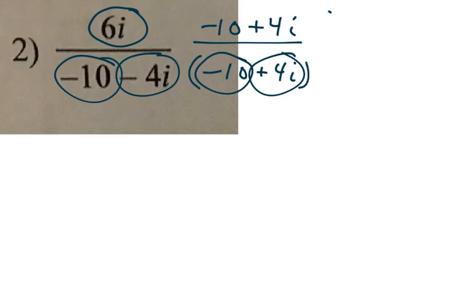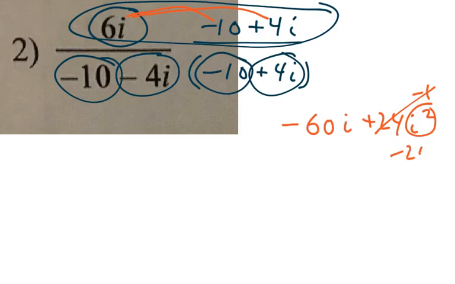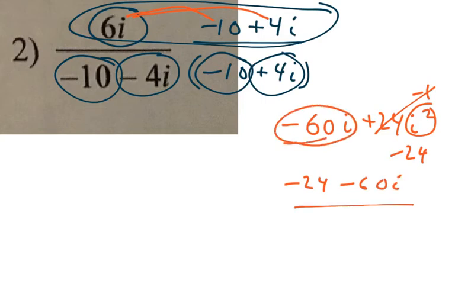So now, let's see what this is. 6i times -10 is -60i. Watch your signs. 6i times 4i is 24i squared. Now, guys, isn't i squared -1, which makes this -24? So my answer is -24 minus 60i. Again, we like to put the i last and the real number first. All I did was flip it around after I simplified it, right?